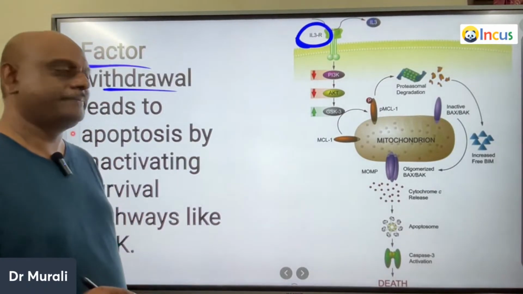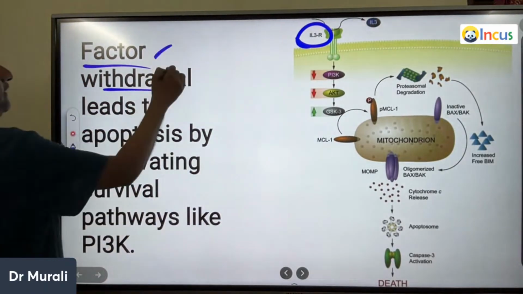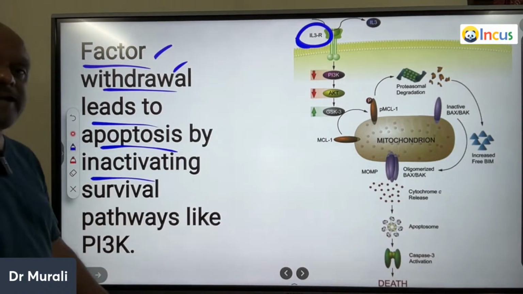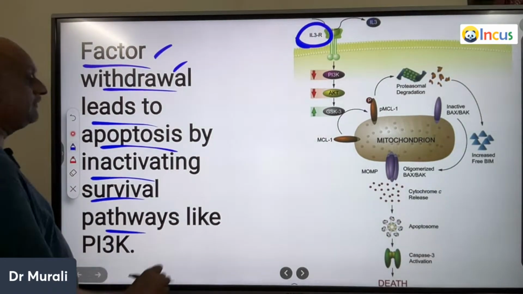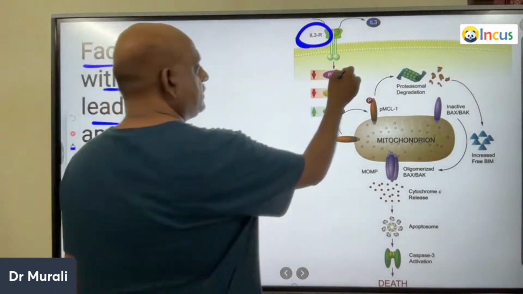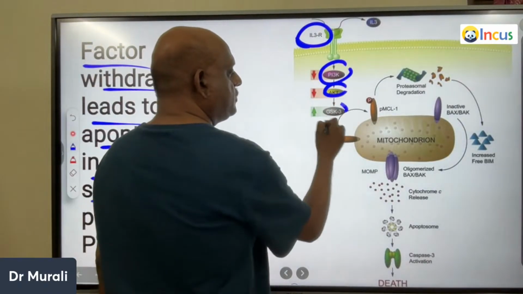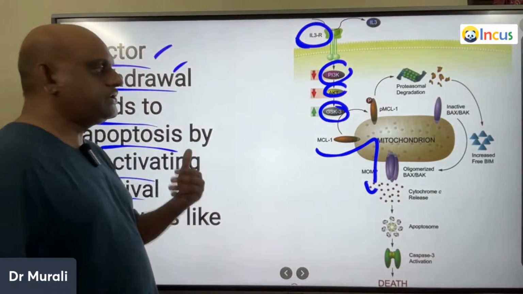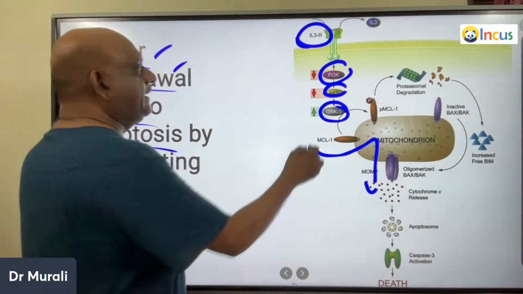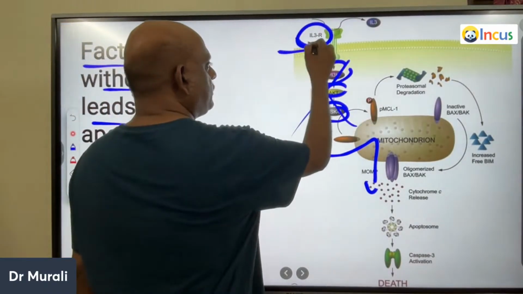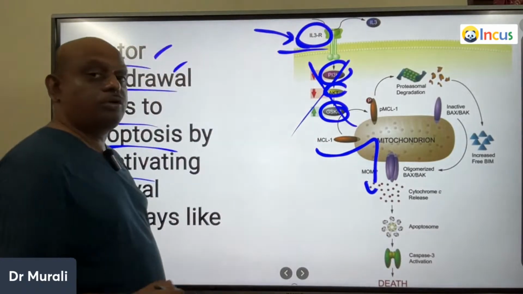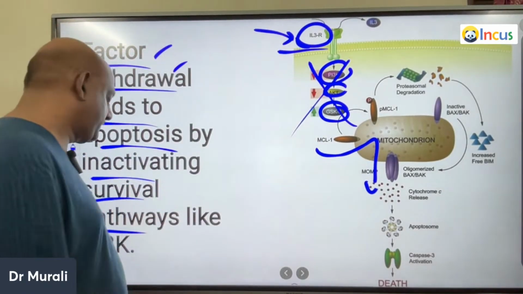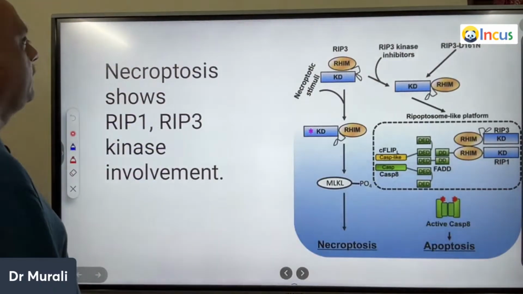Yes. Okay. So growth factor withdrawal leads to apoptosis by inactivating the survival pathways. There are some pathways like PI3K, AKT, GSK3, which in turn let the cells survive. So there is an interruption to this once the growth factor withdraws, and that initiates the apoptosis, is what you have to remember.